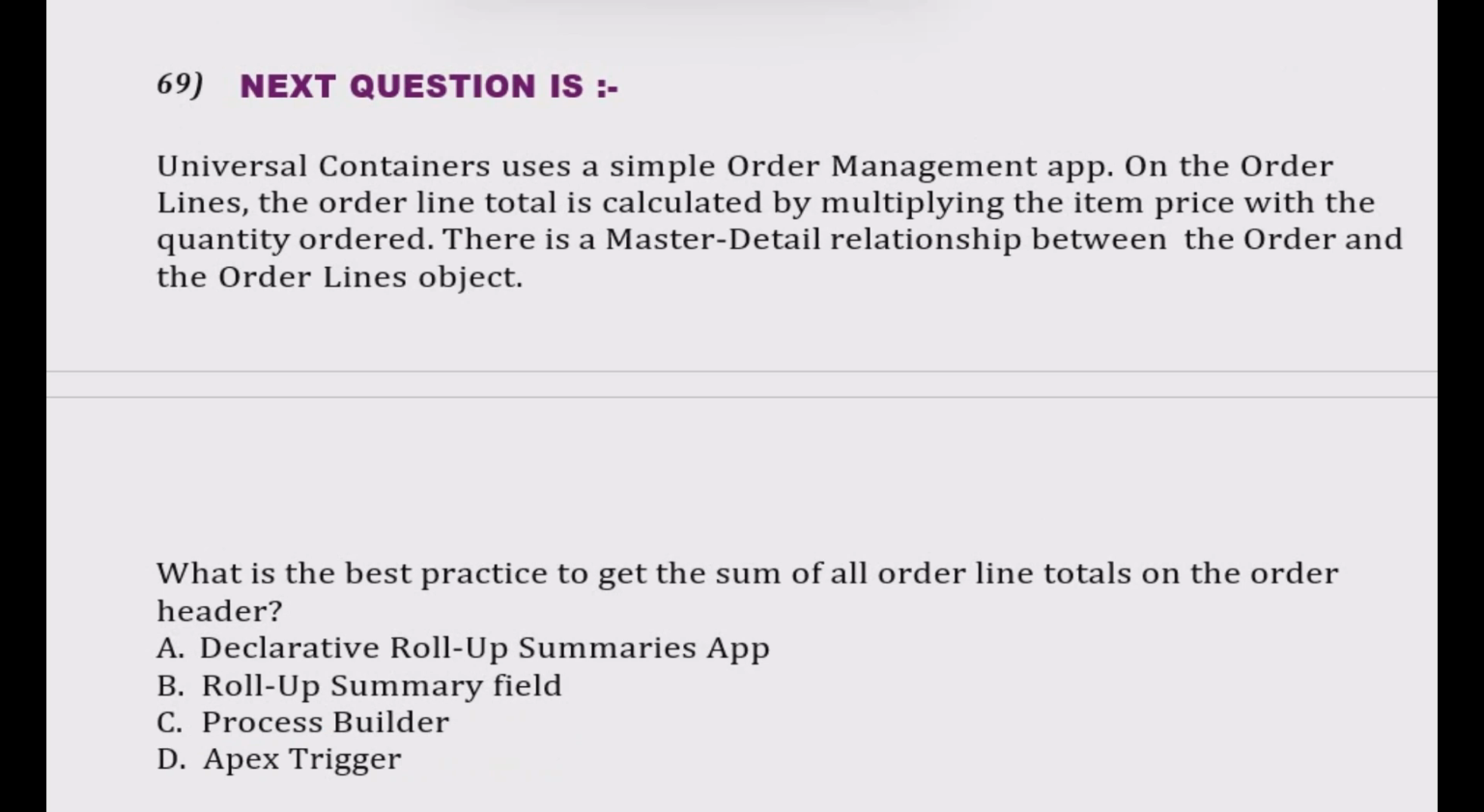Question is, Universal Containers uses a simple order management app. On the order lines, the order line total is calculated by multiplying the item price with the quantity ordered. There is a master detail relationship between the order and the order line objects. What is the best practice to get the sum of all order line totals on the order header? Option A, declarative roll-up summaries app. Option B, roll-up summary field. Option C, process builder. Option D, apex trigger. Correct answer is option A.